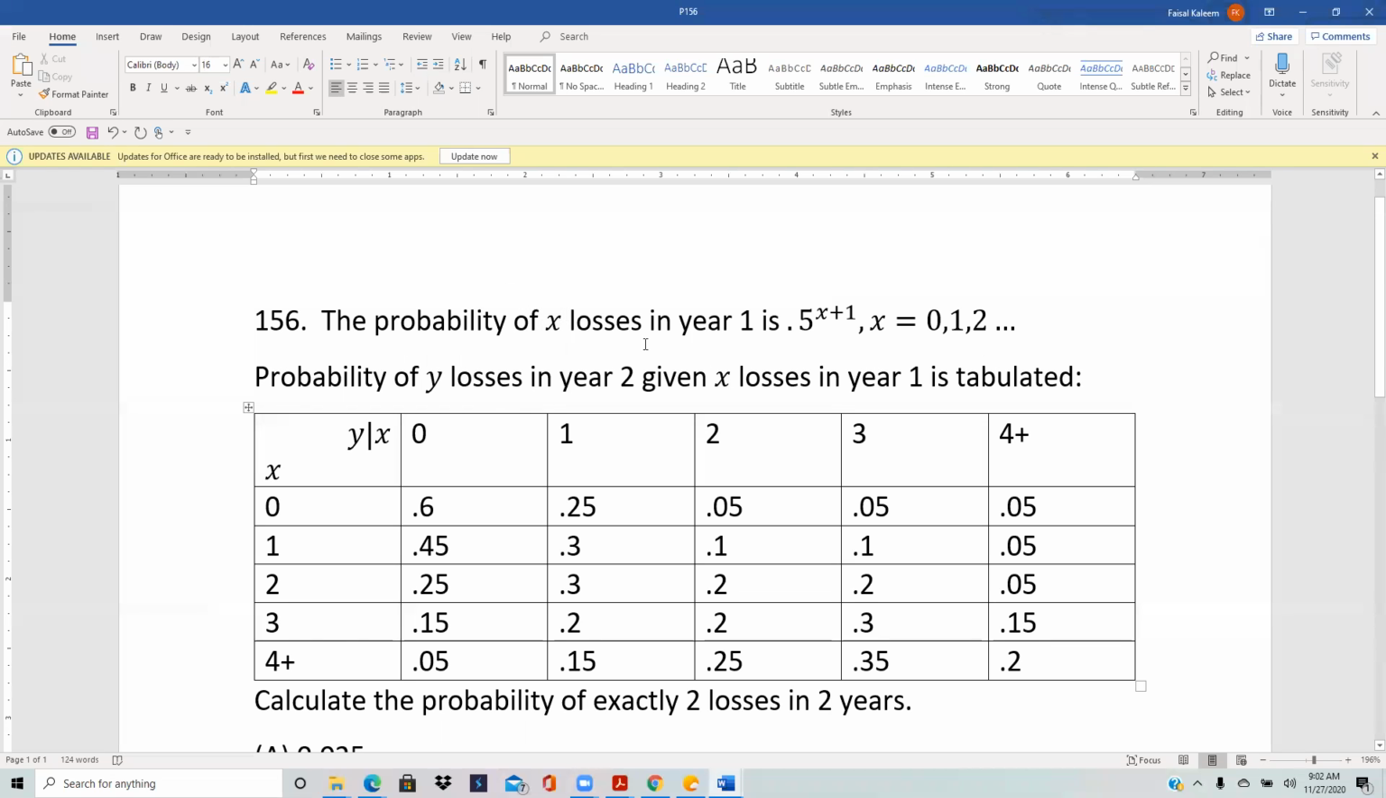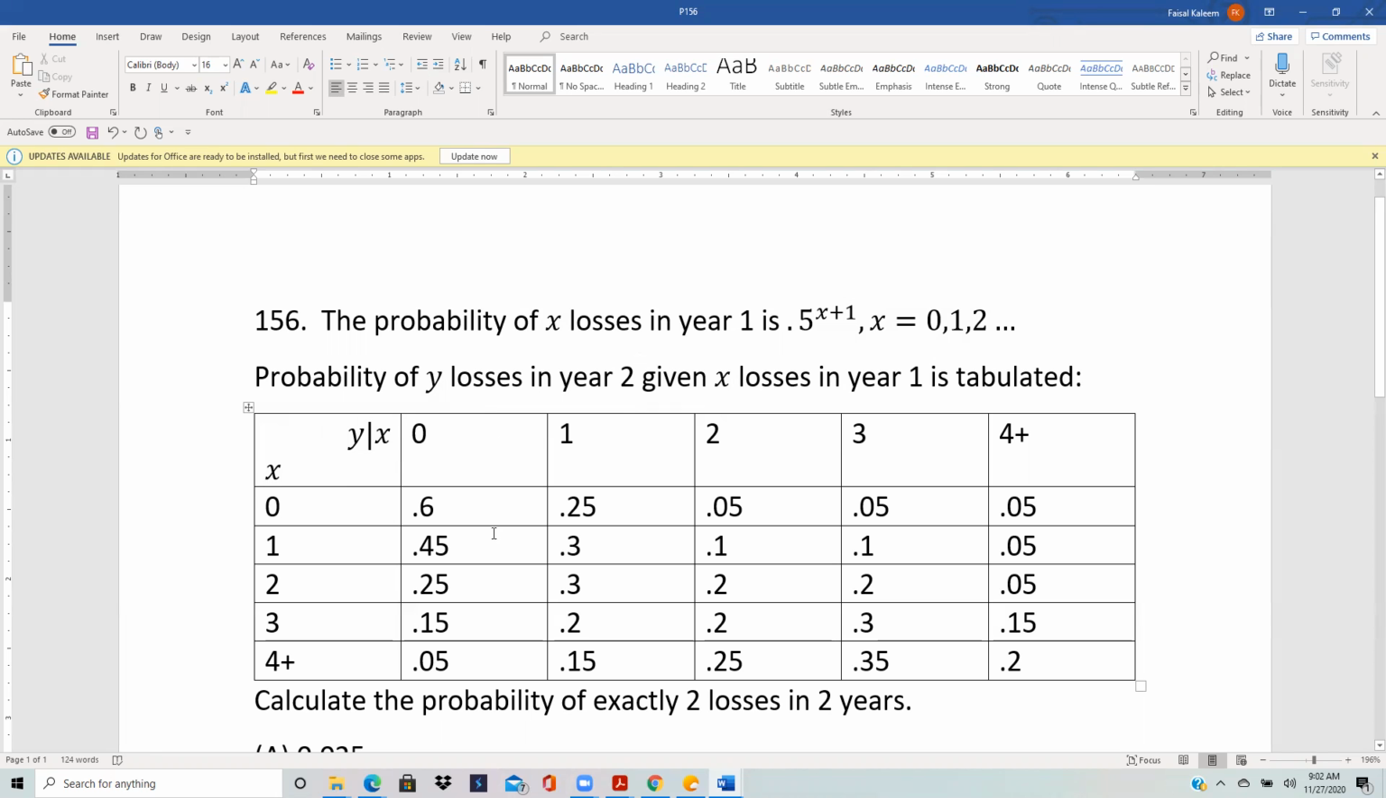The probability of X losses in year 1 is 0.5 power X plus 1. And the probability of Y losses in year 2 given X losses in year 1 is tabulated below. So it's Y given X and against X. And this is the table.